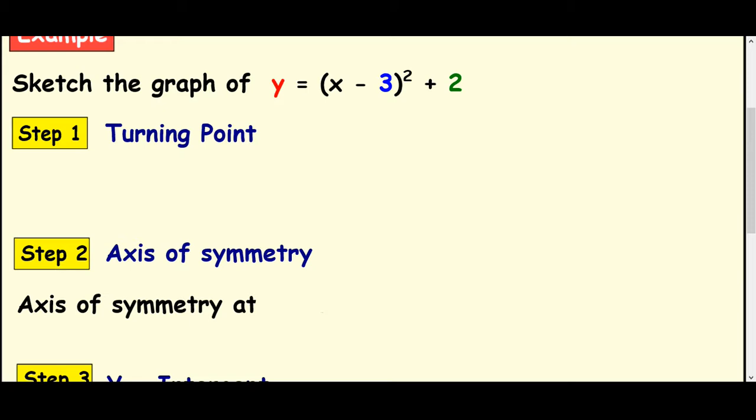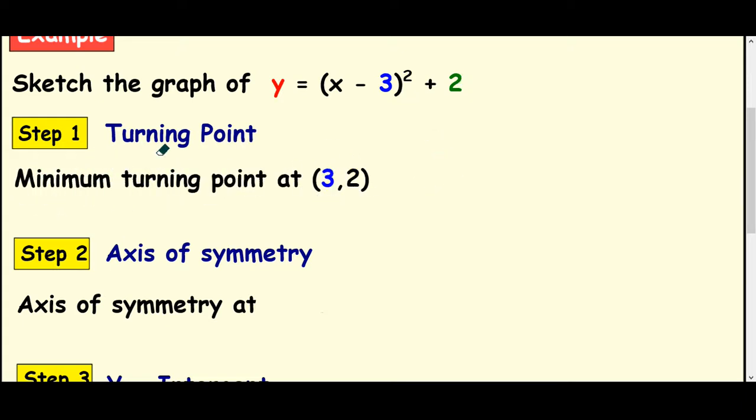Firstly, just doing what we did before, to get the turning point, make this bit 0, so that'll be 3 and 2. So the turning point is at 3, 2. Now we know it's a minimum turning point because if you multiplied all this out, you would get x squared minus 3x plus 9 plus 2. But crucially, it'd be a plus x squared. It's only a maximum turning point when you have a negative x squared if you times all that out. We'll look at that in the next lesson.